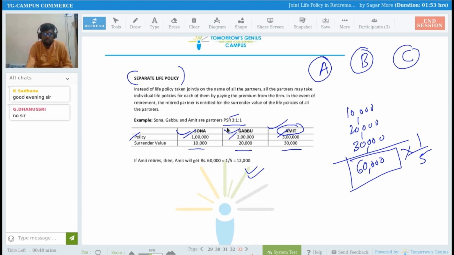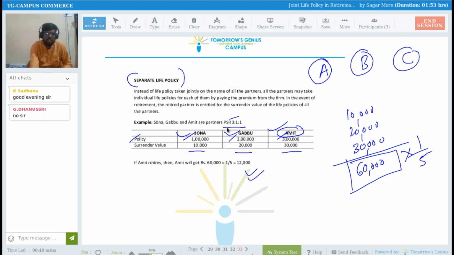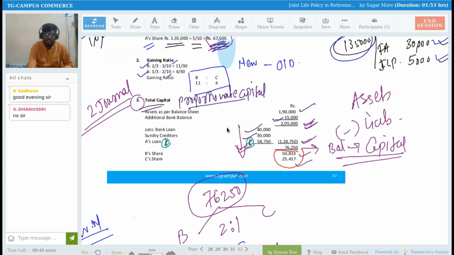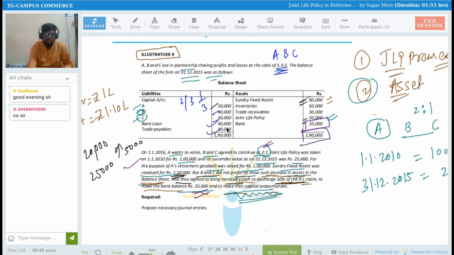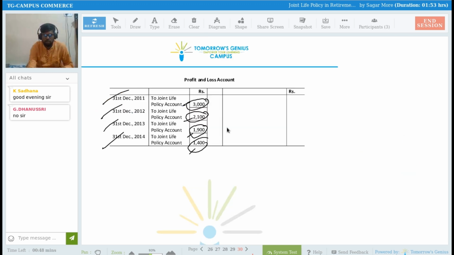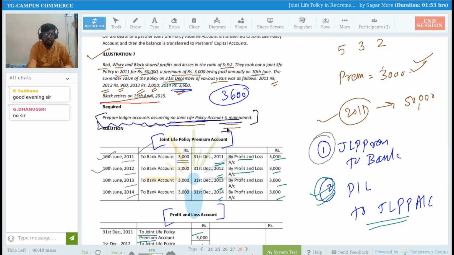Understood? See, if they ask you a question in the CA exam, they will ask a question on joint life policy rather than separate life policy, right? So you have to understand that concept of joint life policy. Okay.